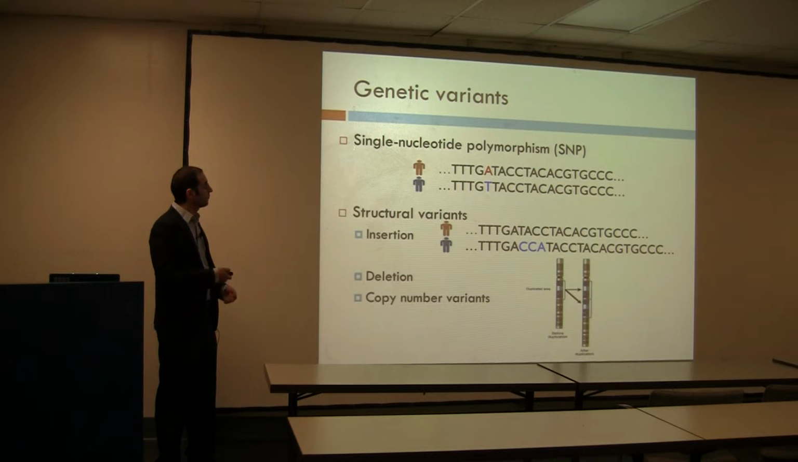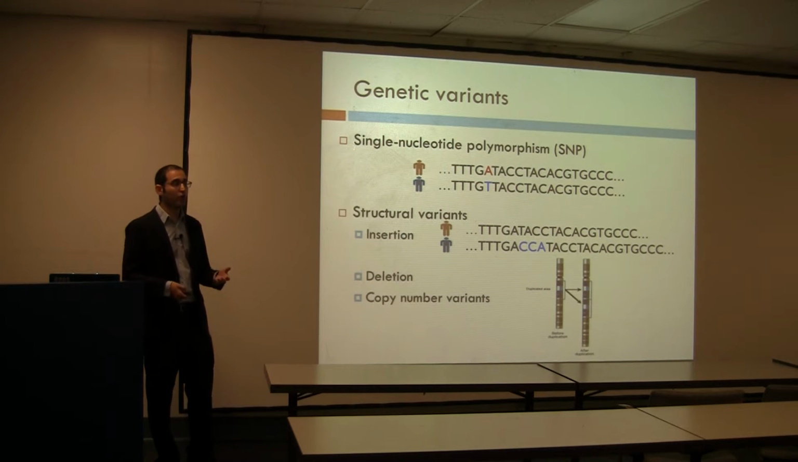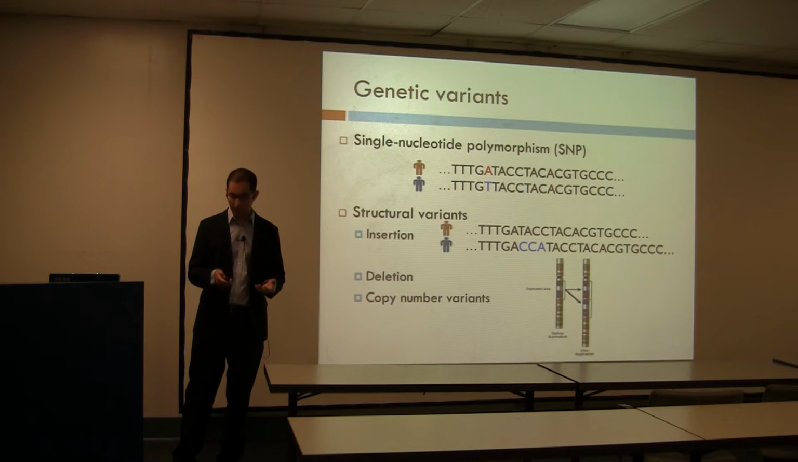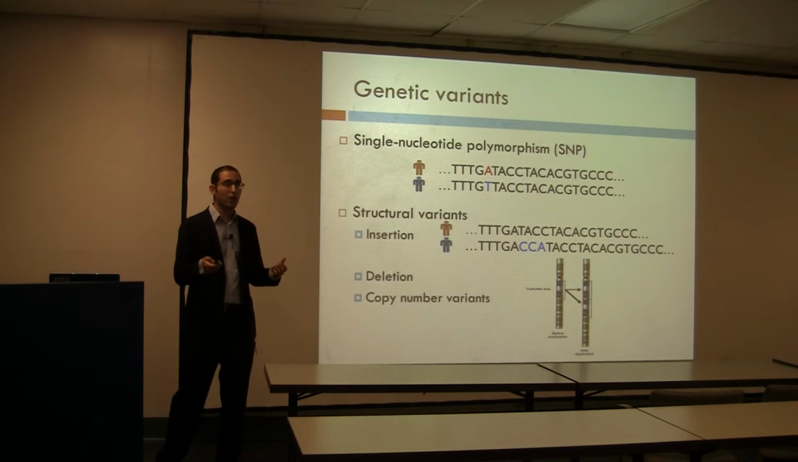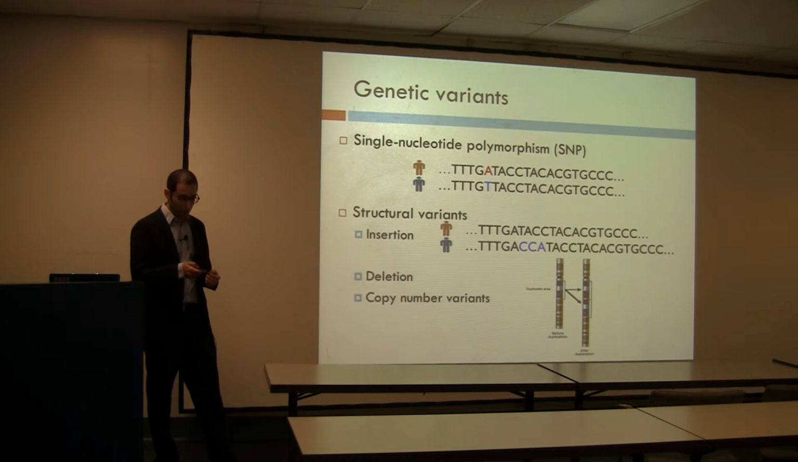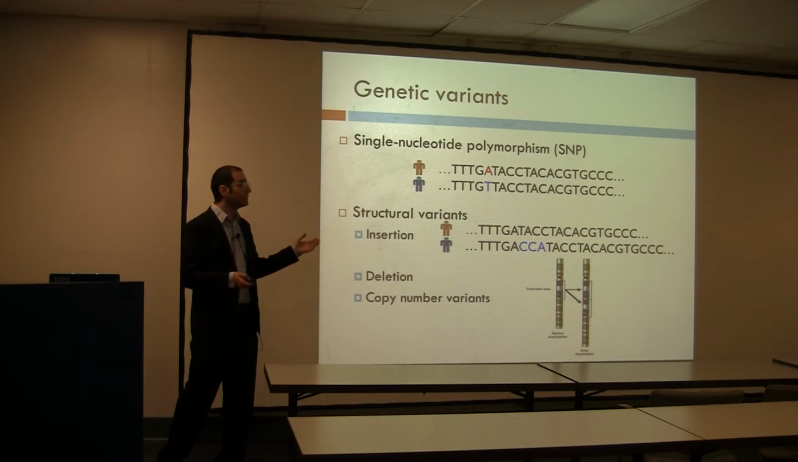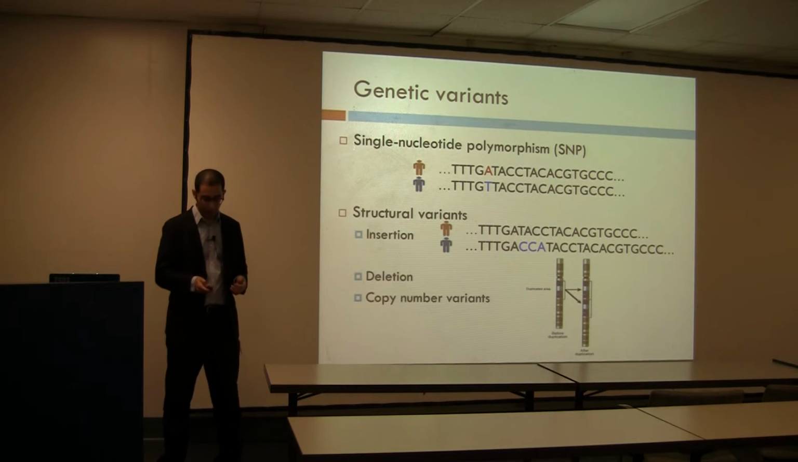And here I'm showing an example between these two individuals that in this position they differ. One individual has A, the other individual has T. And there are other kinds of genetic variants, at a larger scale, and usually they are referred to as structural variation. But during my talk, I will emphasize SNPs, and all the methods I'm explaining today can be applied to them as well, but for simplicity, I will just use the concept of SNP.